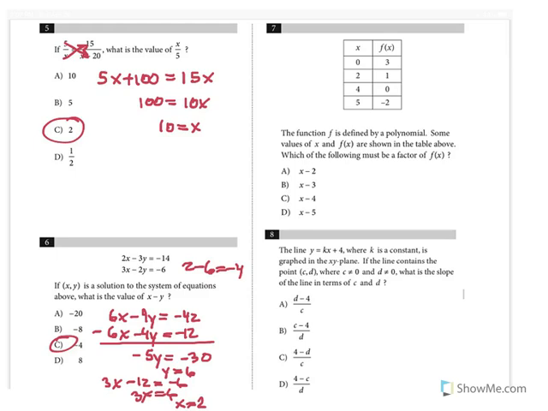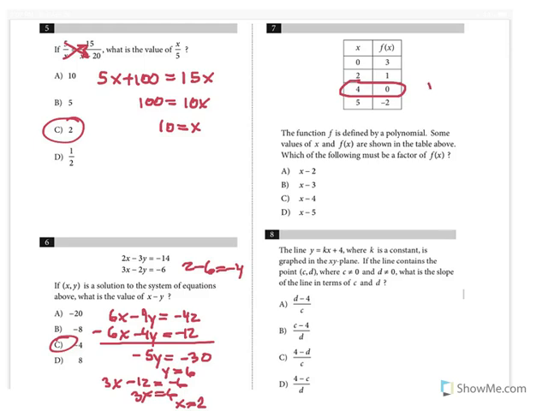The function f is defined by a polynomial. Some values of x and f of x are shown in the table above. Which of the following must be a factor of f of x? Well, since we're talking about polynomials and factors, we're looking for the x-intercepts. The x-intercepts are where y equals 0, or where f of x equals 0. So looking at this right here is where f of x, where y equals 0.